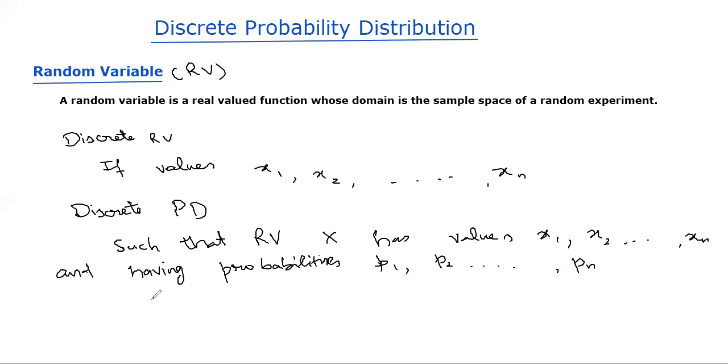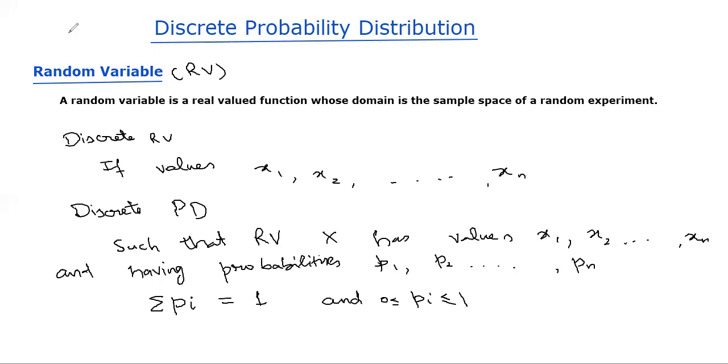One important characteristic of the probability distribution is that the sum of all those probabilities must be equal to 1, and each of the probabilities must lie between 0 and 1 only. Because probability cannot be negative nor can it be more than 1.